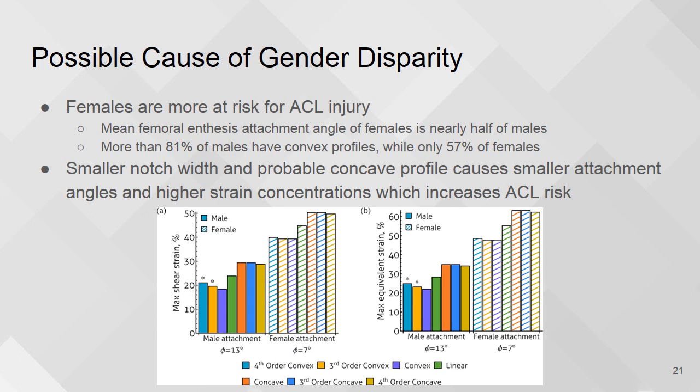In addition, Beaulieu et al. also found that 81% of males have convex profiles, whereas only 57% of females have convex profiles. Considering that females are more likely to also have smaller notch widths, and in addition to the concave profile, thus having a smaller attachment angle overall, they are also more likely to be susceptible to higher strain concentrations and thus are more at risk for ACL injuries.